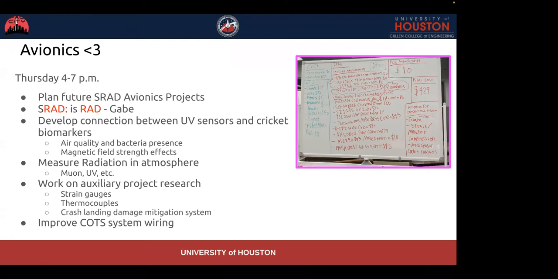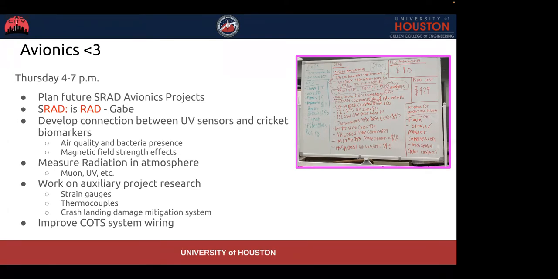So this includes a bunch of SRAD projects, like developing connections between UV sensors and cricket biomarkers. So we're just trying to throw out ideas of how we could monitor the crickets, especially to help out payload and help out their electronic system this year. This includes monitoring the air quality and the bacterial presence of the air and also magnetic field strength. So we recently learned that's a factor we could also look into, and its effects of the atmosphere on crickets and stuff like that.